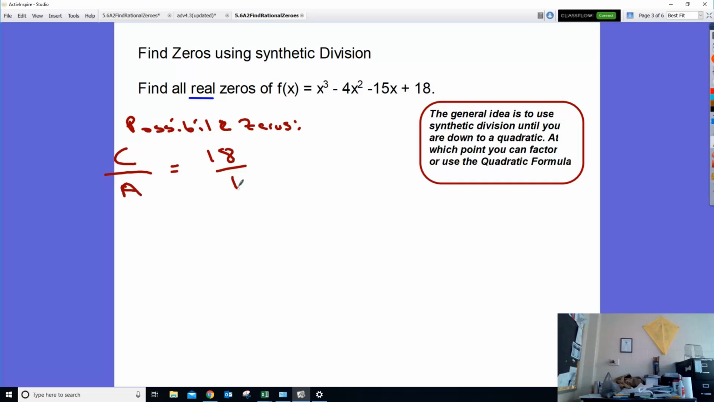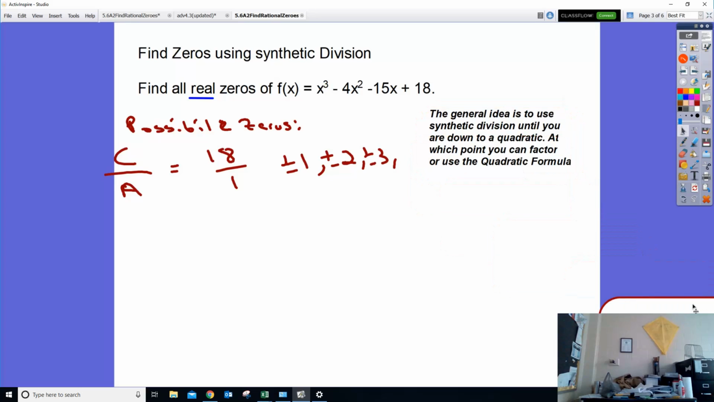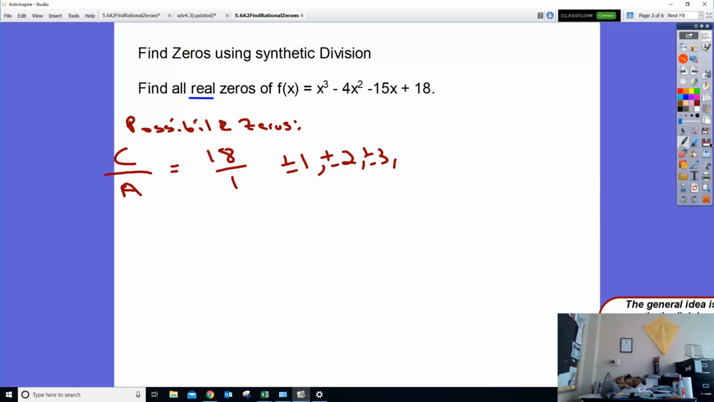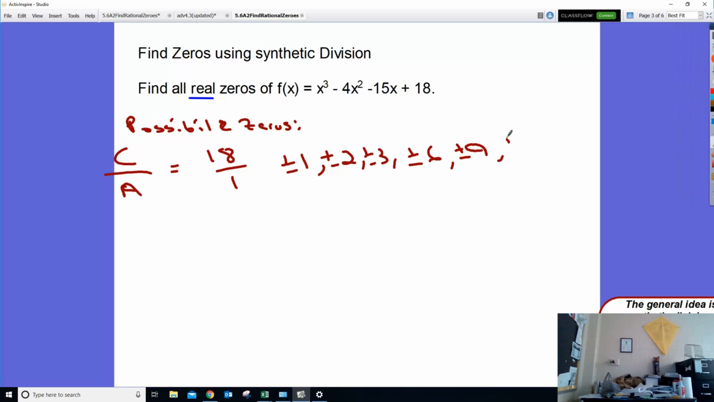This is actually a pretty short list. All we have to do is write down the factors of 18. What are the factors of 18? Plus or minus 1, plus or minus 2, plus or minus 3. You guys forgot about 6. Plus or minus 6, plus or minus 9, plus or minus 18.